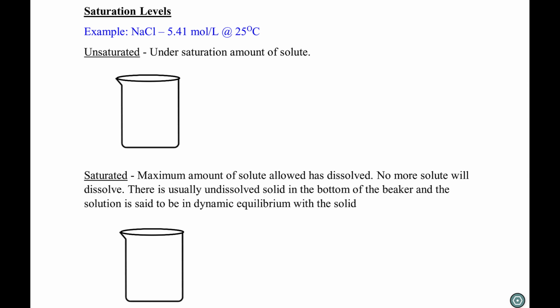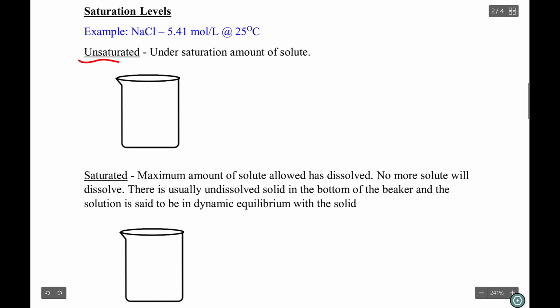The next thing we're going to look at is different types of saturation levels. So looking at the terms saturated, unsaturated, supersaturated, and what does this mean, and how do I show this in terms of a chemical equation? So I'm going to stick with this example that 5.41 moles of sodium chloride could dissolve in 1 liter of water.